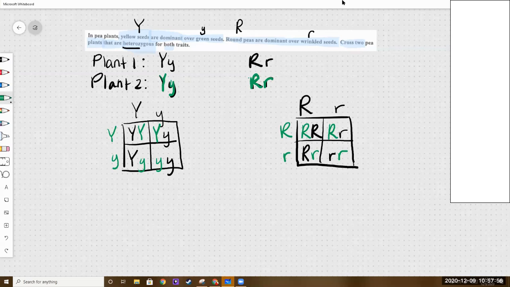Is everyone okay up until this point? Does everyone see what I did? All I did was combine the genotypes for plant 1 and plant 2 for each trait. Yes? All right, so then the first thing we're gonna see is how many yellow.